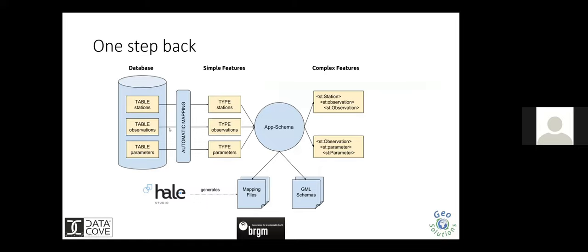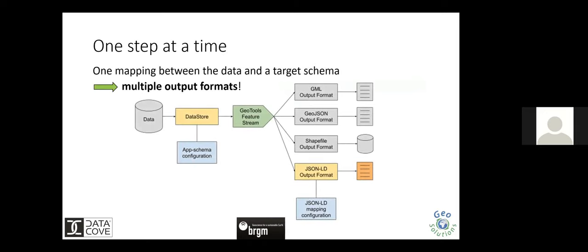We've been doing a lot of app schema configuration, and there's been a lot of really hard work mapping all of the original source data via some simple features and app schema and the GML schemas, and finally coming out to the complex features. But the cool thing with OGC API now is that we map it once and we get all of these output formats. So the first real step we've made is by opening up our existing configurations to OGC API. One endpoint can provide GML, it can provide GeoJSON. If we're nice, it can provide JSON-LD, shapefiles, all of this stuff.